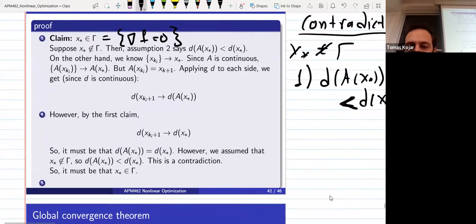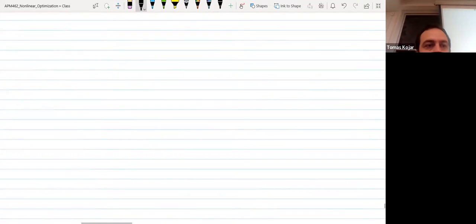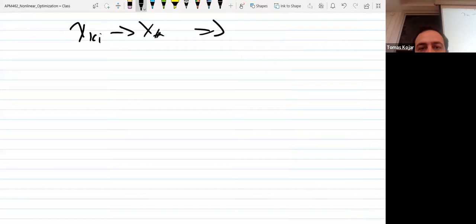I want to prove it myself, but okay, let me do it. By continuity, we have the subsequence converging. Yeah, okay, I'll do it on the side. I'll do it with you. Okay, so again, we have a subsequence going to X star. We showed that, in fact, the whole sequence goes to the minimizer.